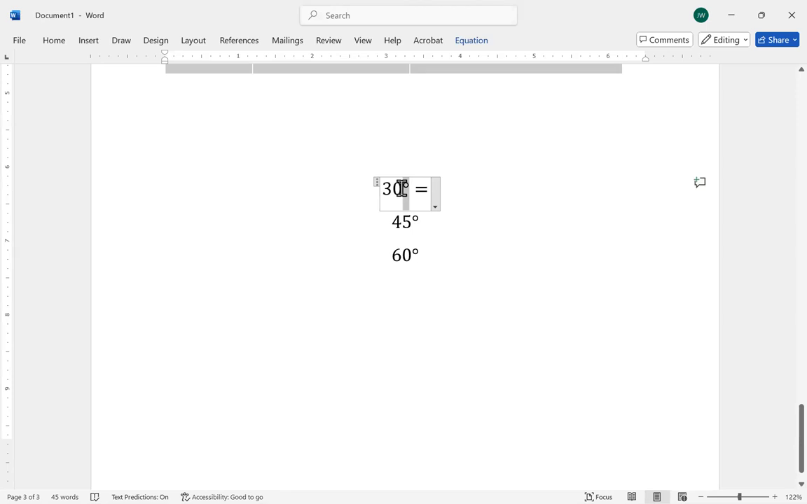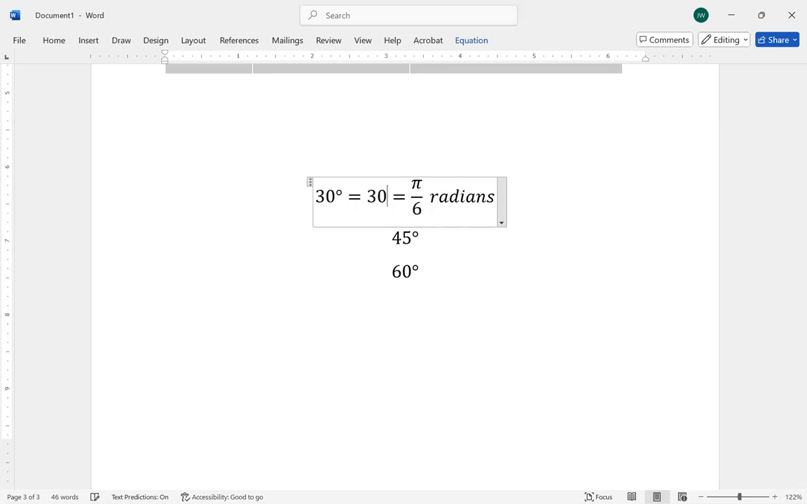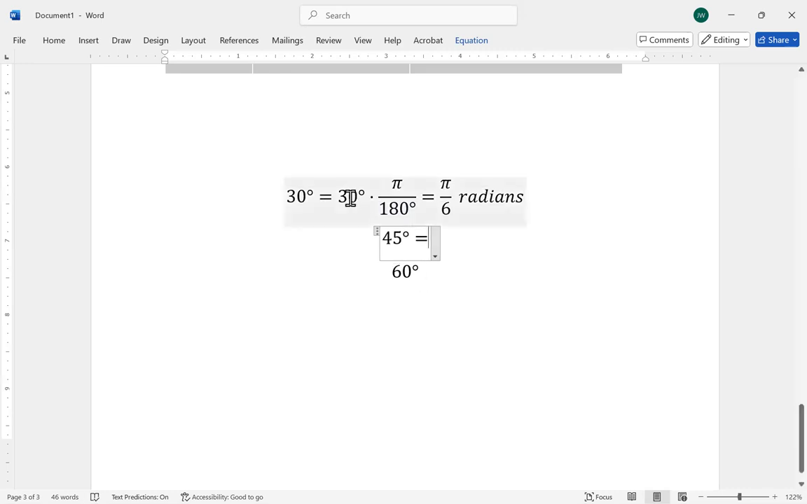30 degrees, if we're going to convert that, we multiply times pi over 180. 30 divided by 180 simplifies to a 6. So what we're going to get is pi over 6 radians. Again, even if I didn't write the steps, what I'm doing is taking 30 degrees and multiplying it times pi over 180 degrees. So that's what I'm doing, multiplying times pi over 180, getting pi over 6.